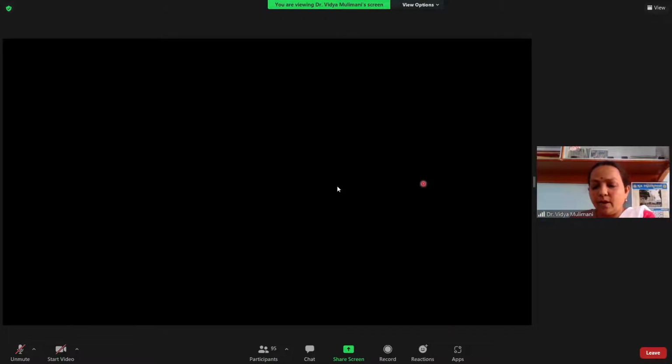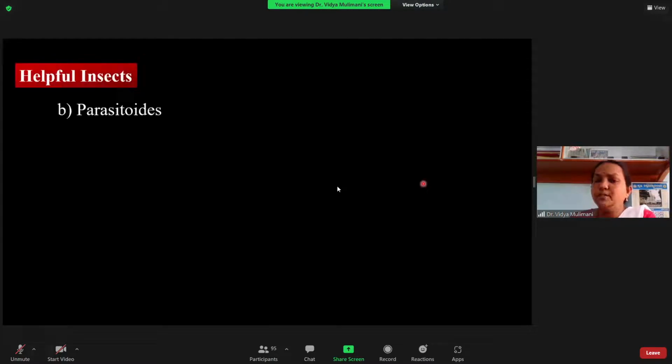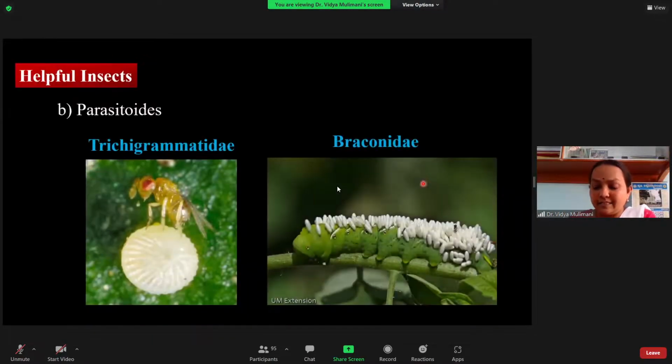The next category is the parasitoids. What is the difference between the predator and the parasitoid? The predator depends on its prey only for the purpose of food, not for shelter. And they need a large number of individuals for the completion of the life cycle. But in the case of the parasitoids, what happens? Parasitoid refers mainly to an insect which is a parasite. Parasitoid is applicable only to insects which are doing the job of a parasite.